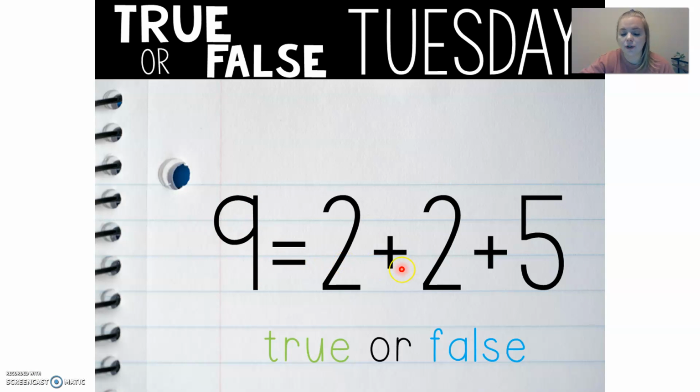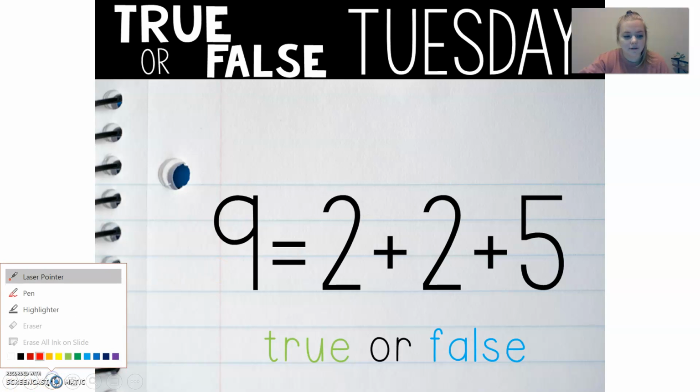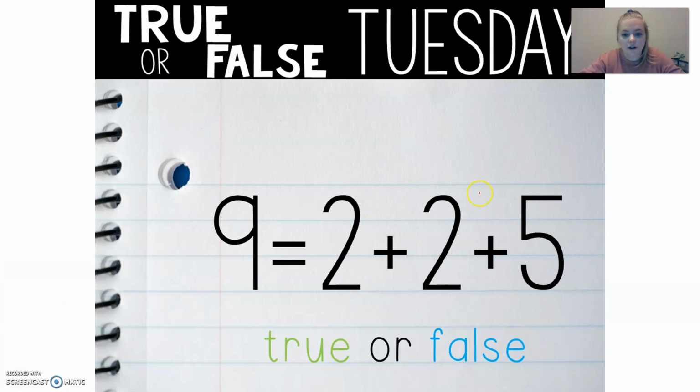9 equals 2 plus 2 plus 5. Is that true or false? Remember, let's figure out what this side is and see if they equal each other. Okay, so you can pause it to work it out. Yep, so let's see if we can do it together real quick to check your work.